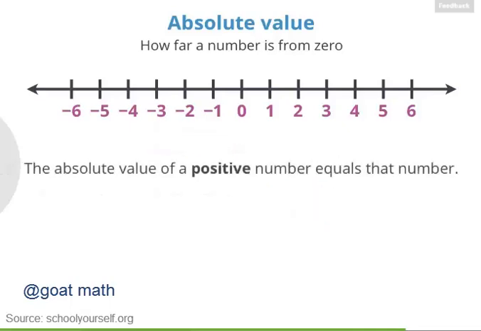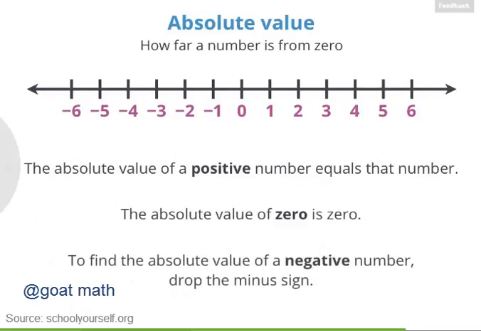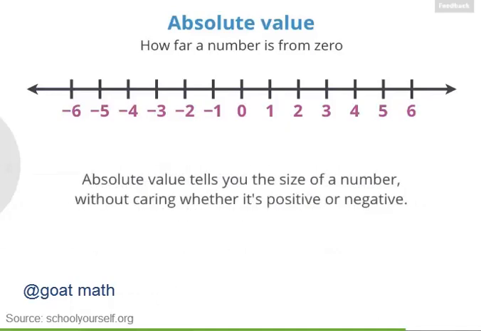So in general, the absolute value of a positive number is just that number. The absolute value of 0 is also just 0. And to find the absolute value of a negative number, drop the minus sign and make it positive. What absolute value really tells you is how big or small a number is without caring about whether it's positive or negative. Big positive numbers and big negative numbers both have big absolute values, while small numbers, close to 0, regardless of whether they're positive or negative, have small absolute values.